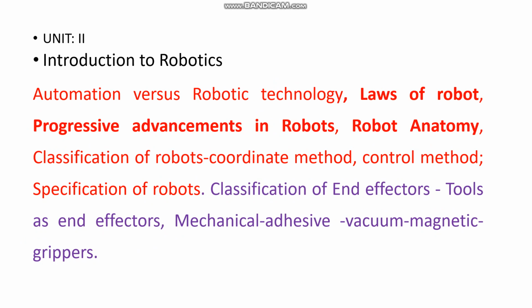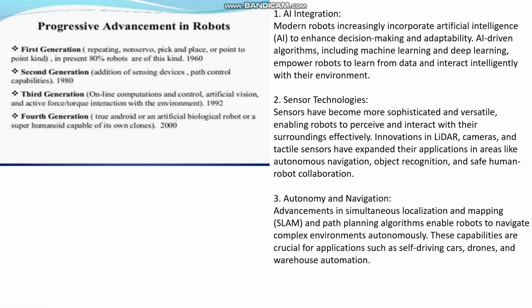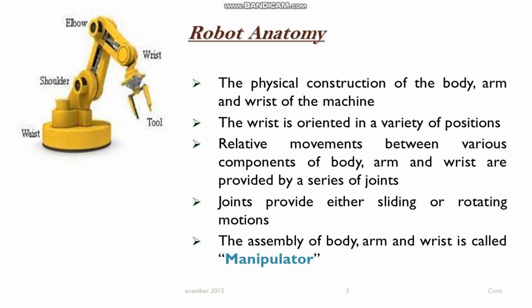Hello students, in this video I am going to discuss the robot anatomy, classification of robot and specification of robot. The robot anatomy, if you take the already given definition, we said that the robot is compared with the human. How a human has a shoulder, elbow, wrist, palm, finger, everything. Similarly, a robot also has similar things.